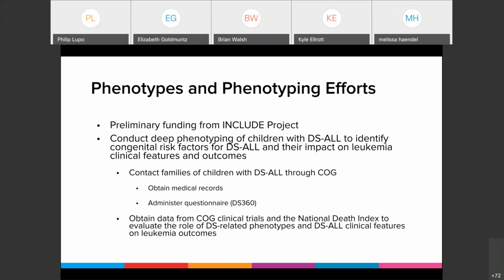And we're also planning to administer the same questionnaire that Stephanie has administered through her ongoing efforts in the DS360 study, to at least ensure harmony in relation to some of the structural birth defects and other phenotype data that we're hoping to collect. And then aside from those data, we're hoping to create a data warehouse of outcomes in these children as well. That's going to be collecting any information from clinical trials that these children were enrolled on, which would include toxicities, as well as linking this information to the National Death Index to evaluate differences in long-term survival in children diagnosed with Down syndrome ALL.